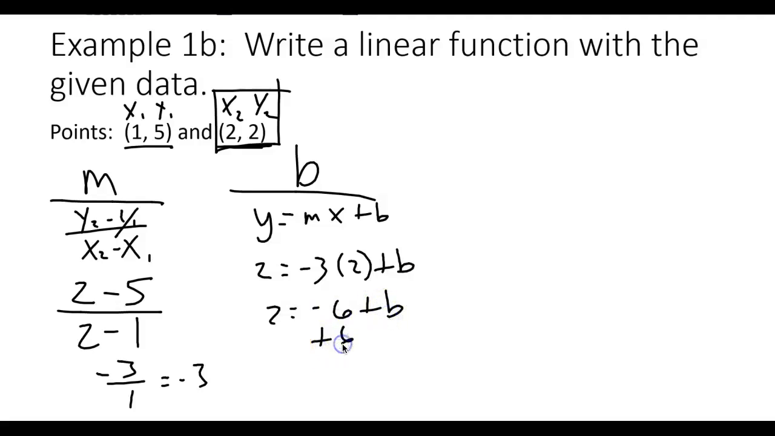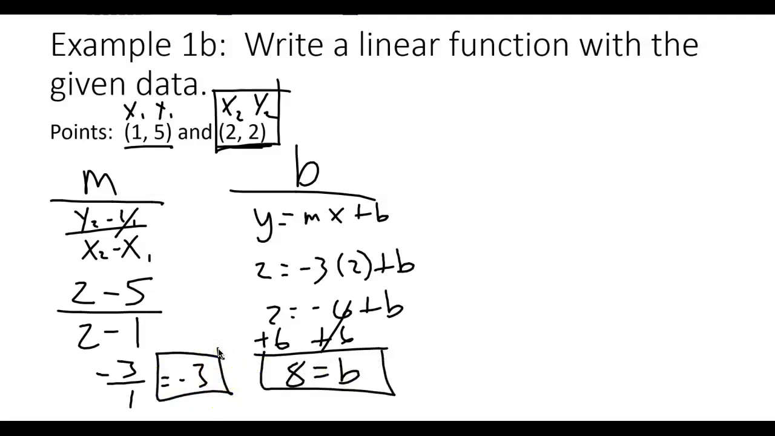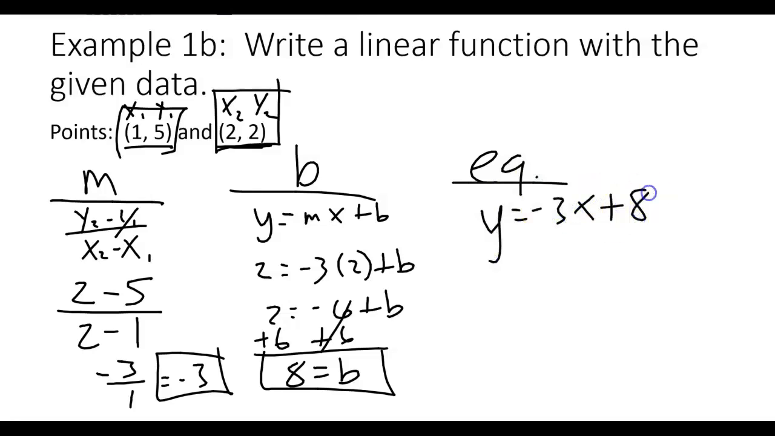Add the 6 on both sides to solve for b, and we get 8. Some of you might be feeling a little insecure: if I use this other point, would I have gotten the same answer? The answer is yes, you would have. You still would have gotten 8. So it doesn't matter which point you pick. All right, final step is to write the equation. That would be y equals negative 3x plus 8.